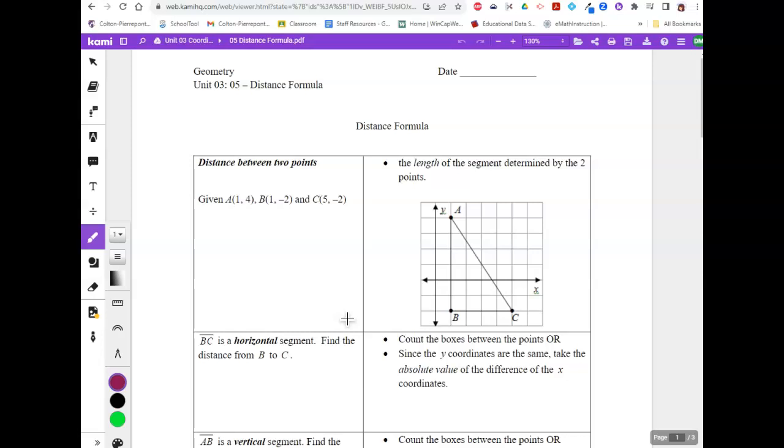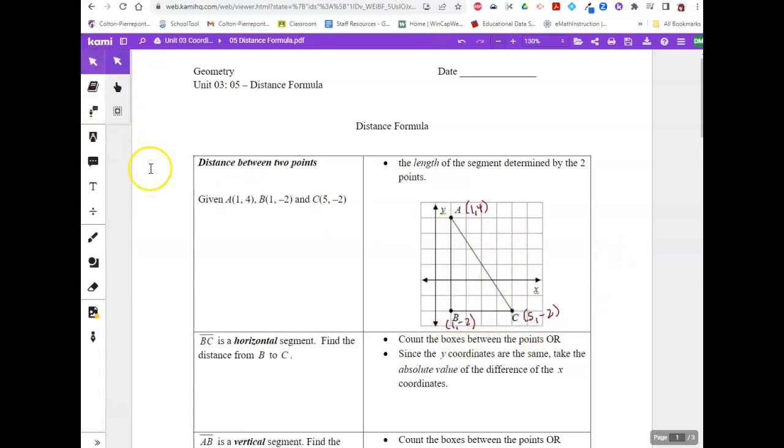All right, so I have a triangle graphed here. Point A is at (1, 4). Point B is at (1, -2). And point C is at (5, -2). Okay, so what I want to figure out is the length of the segments of the triangle. So I want to find the lengths of AB, BC, and AC.